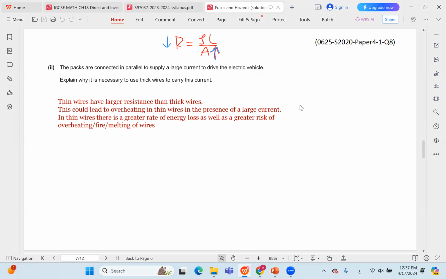You can use the reverse argument. You can say that thin wires have a larger resistance, and this would create a danger or a hazard of overheating and fire and melting if there is too much current passing through them. You can also mention energy loss, because the higher the resistance, the higher the rate of energy loss. This is also a good point to mention here.